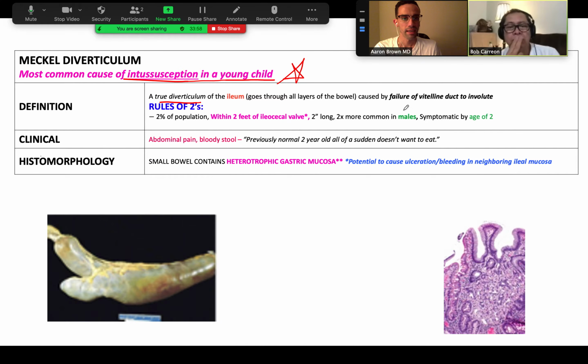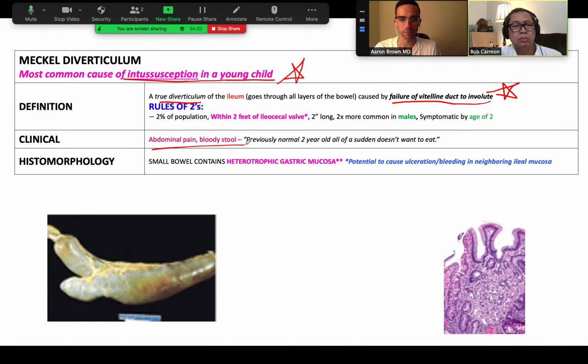This is caused by a failure of the vitelline duct to involute. This is important too. I can put stars on every line of this. This Meckel's diverticulum is pretty high yield for your exam. Rule of 2s: 2% of the population. It's twice as common in males, symptomatic by age 2. I've never been asked about these particular parts, but there is that rule of 2s here.